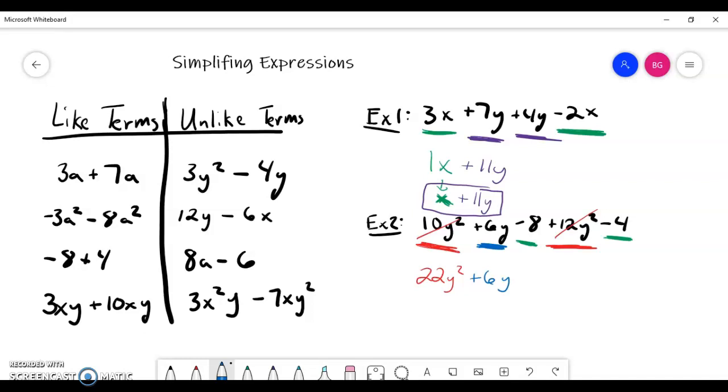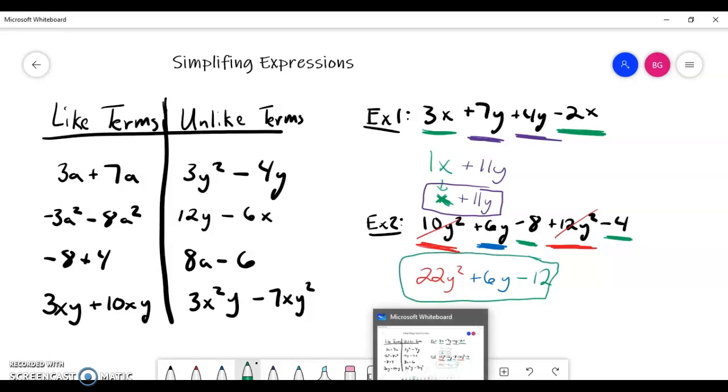Okay? And then we're going to go to the green here, and we have a negative 8. You need to make sure you watch that negative sign in front of there. It's a negative 8 minus 4. So I'm at negative 8 on a number line. I'm minusing 4. So which way am I going to go on a number line? Well, we're going to go to the left. So we're going to say negative 8. We're getting further away from the 0 to the left. So that's going to be negative 12. So our answer then is going to be, after everything is combined together, 22y squared plus 6y minus 12.